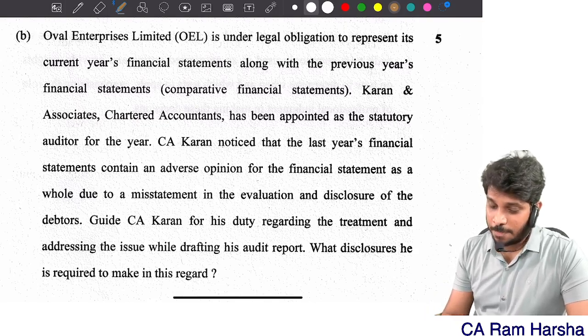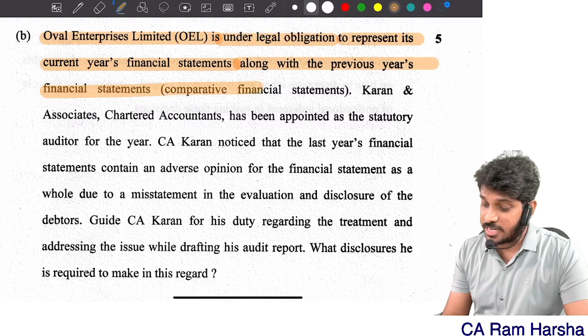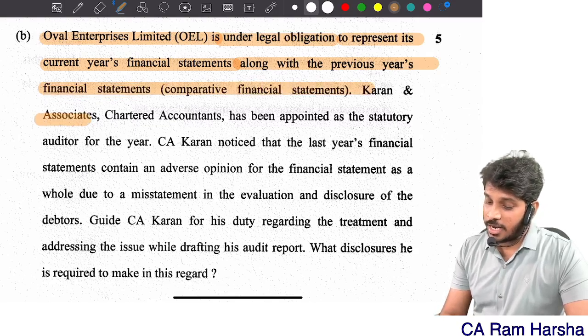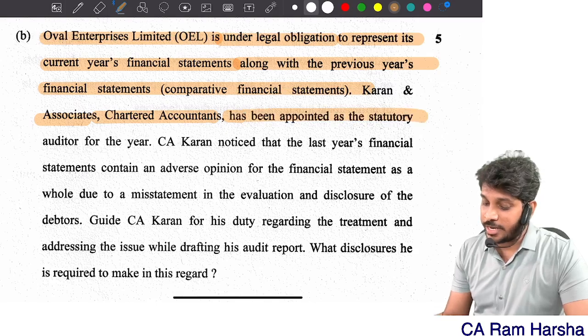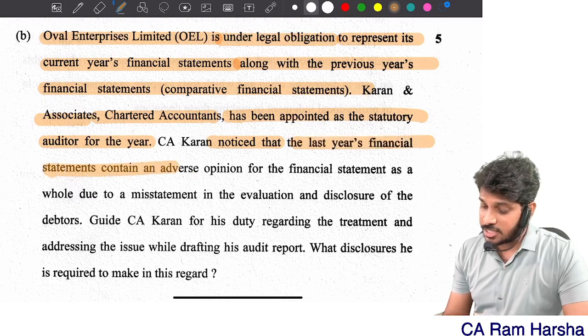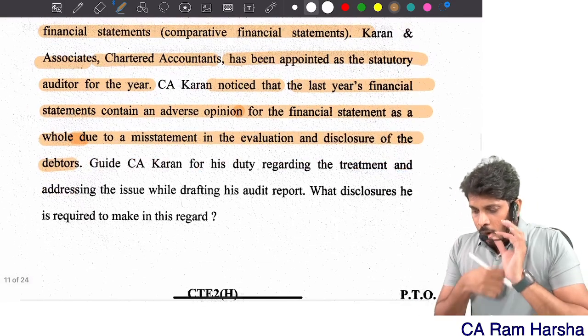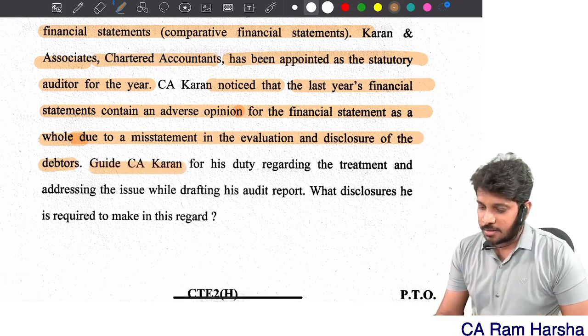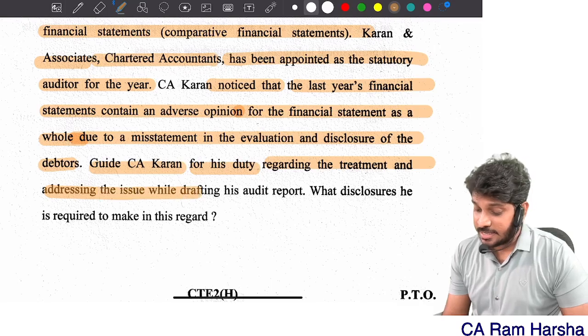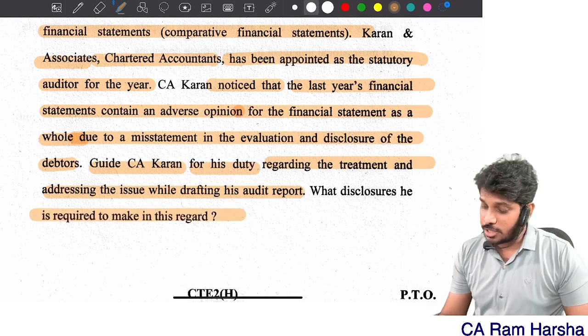You see this. Oval Enterprises Limited is under legal obligation to represent its current year financials along with previous year financials. Current Associates, Chartered Accountants, has been appointed as statutory auditor for the year. Current notices that last year's financial statements contain an adverse opinion for the financial statements as a whole due to a misstatement in evaluation and disclosure of debtors. Guide CA Current on his duty regarding treatment and addressing the issue while drafting his audit report. Fantastic question. What disclosure is he required to make in this regard?